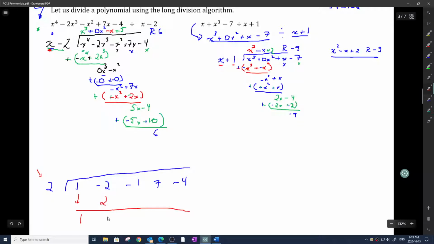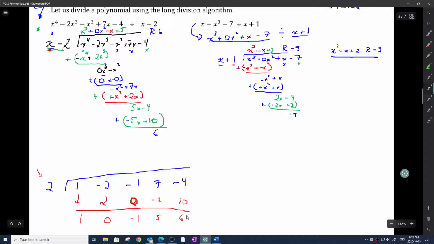Negative 2 plus 2, add down, is 0. Multiply across is 0 times 2 is 0. Yikes, almost made a mistake. Negative 1 plus 0 is negative 1. Negative 1 times 2 is negative 2. 7 plus negative 2 is 5. 5 times 2 is 10. Negative 4 plus 10 is positive 6.